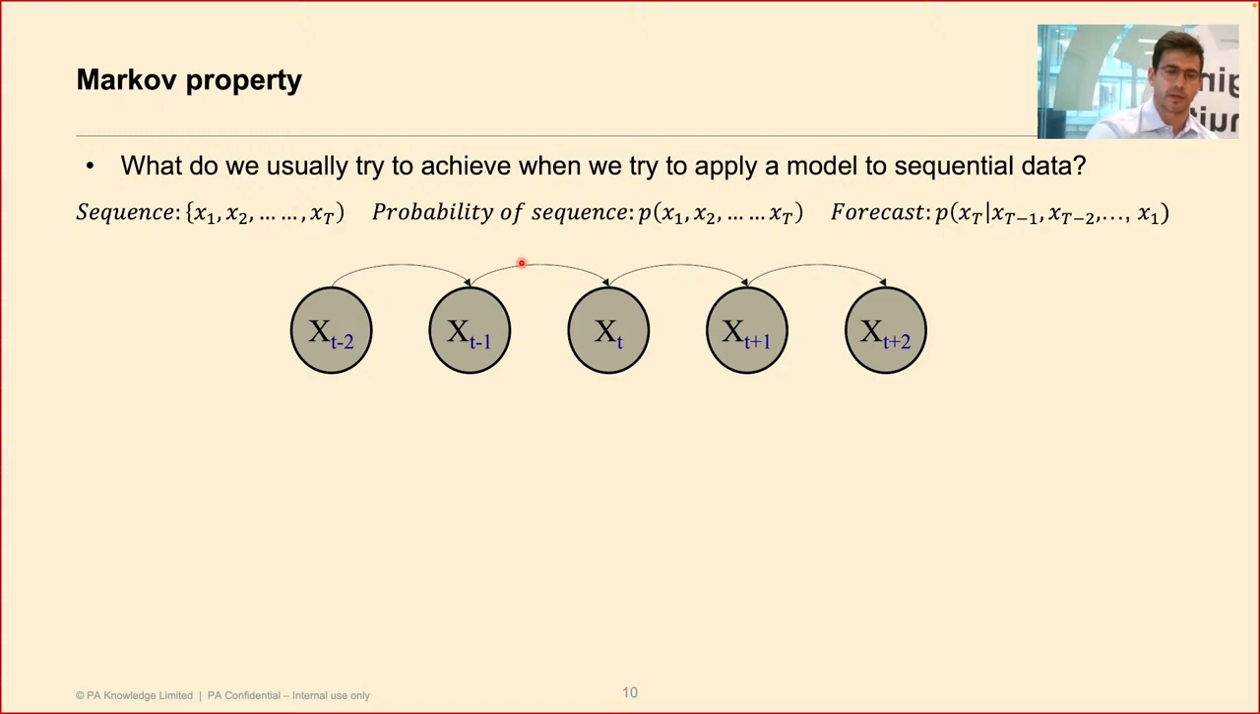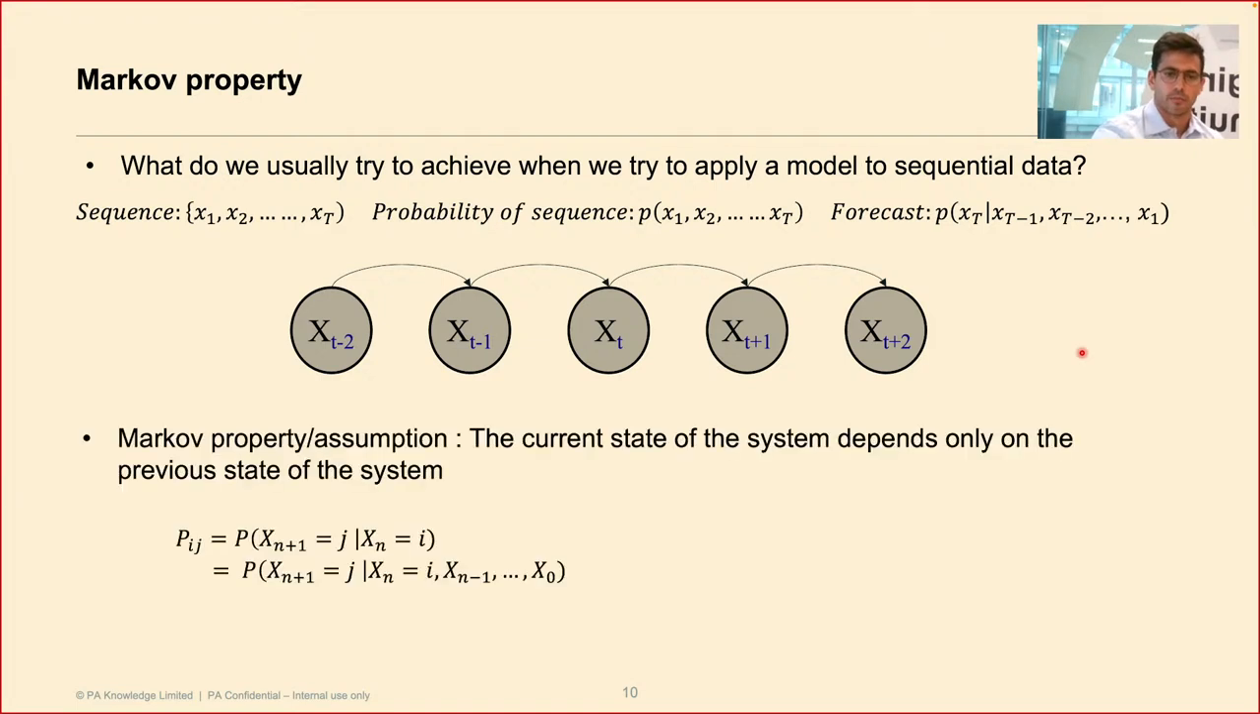Another question we might have is around forecasting. What is the probability of seeing xt, given the fact that we have already seen xt minus 1, xt minus 2, up to x1? Predicting, for example, the next word in a sentence is a forecasting problem. The Markov property is a very restrictive assumption on the dependency structure of the joint probability distribution. Any future state xn plus 1 equals j depends only on the present state xn equals i.